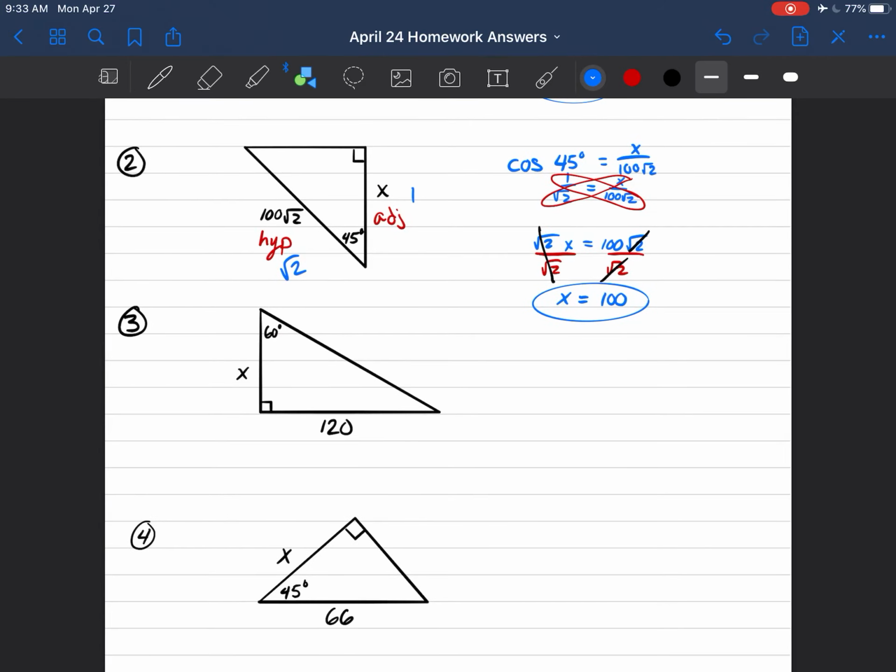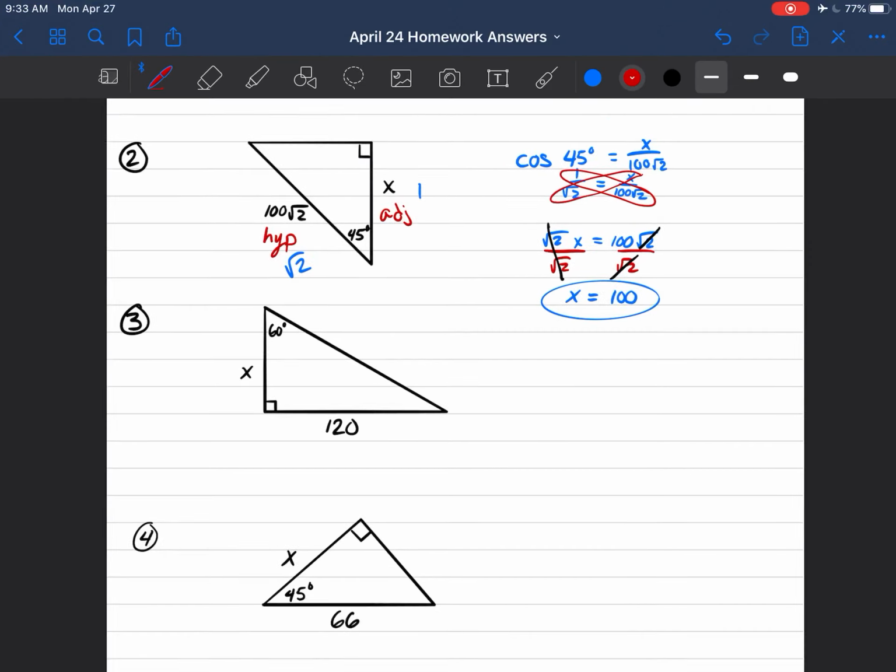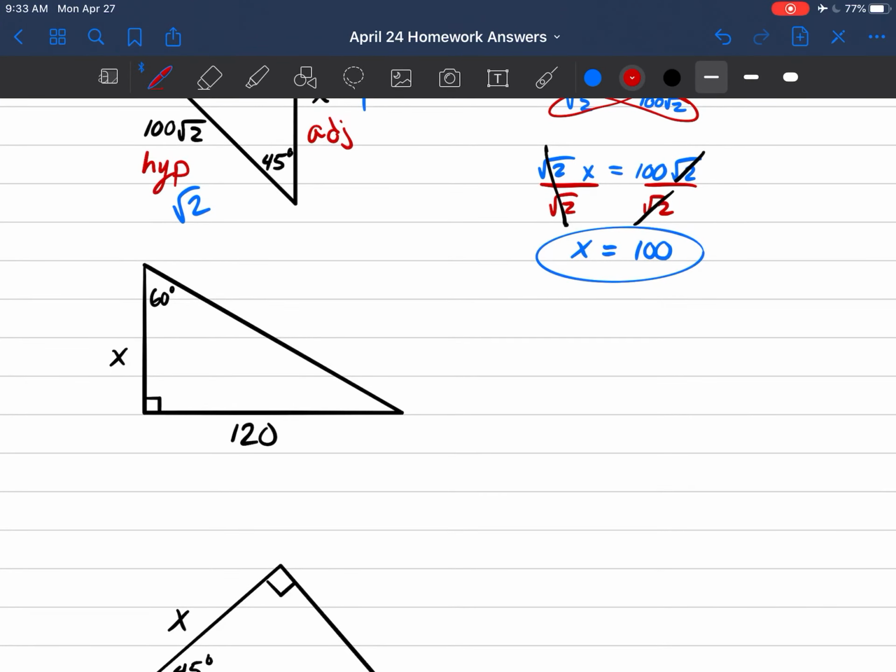All right, so the next one, number 3. I have a 30, 60, 90 triangle. I'll start with labeling it. Across from the 60 is going to be opposite. Across from the 90 is going to be hypotenuse. And the x is going to be adjacent since it's next to the 60. We don't need the hypotenuse this time since it doesn't have anything on there. So out of the 3 trig ratios, which one uses opposite and adjacent?